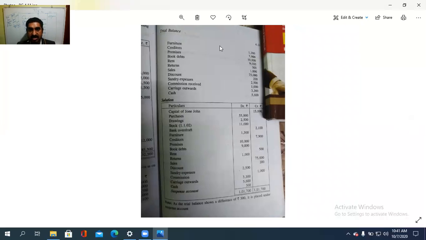Returns, which return is it? Simply returns, it is treated as sales returns. So it is coming on the debit side. The sales is there, so coming on the credit side. Then discount, it is discount received, so it is coming on the credit side. Then sundry expenses, debit side. Commission received, credit side. Carriage outwards, debit side. And cash, debit side. So see the total. Look at the screen.